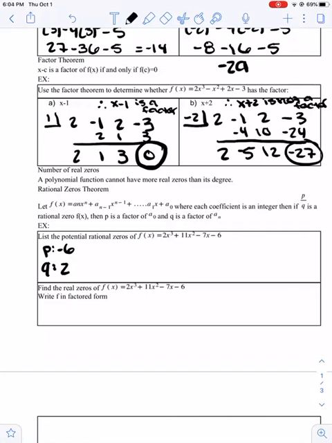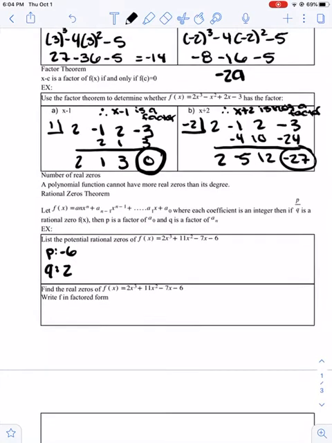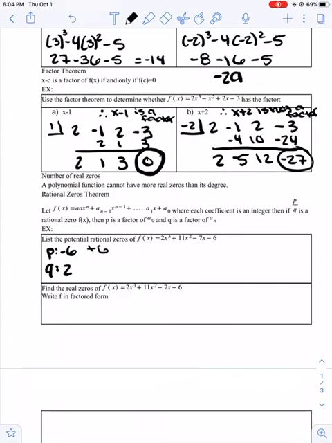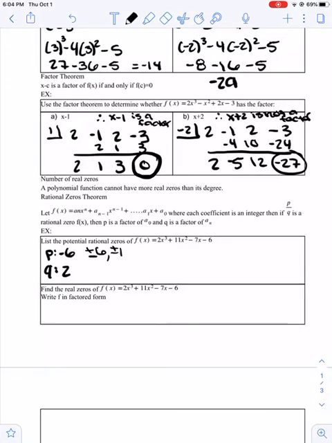So when we think of negative 6, we have a positive 6 and a negative 1. We can also have the opposite, a negative 6 with a positive 1. What else is there? We have 2 and 3. So we could have a positive 2 and a negative 3, or the opposite, a negative 2 and a positive 3. So those are all our factors of the P.